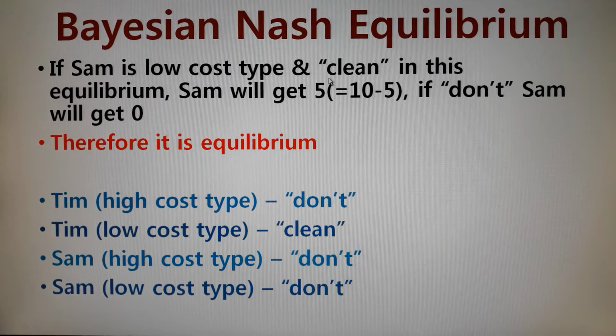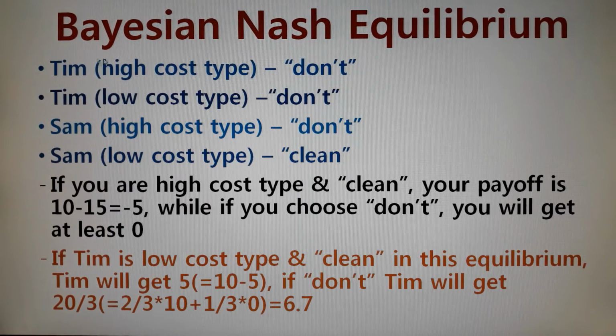If Sam is low cost, and knowing that Tim would never clean whether Tim is high cost or low cost, if Sam cleans it, he will definitely get 5, 10 minus 5. If Sam doesn't clean it, Sam will get 0 because Tim will never clean it. Okay? That is why we show that don't clean is the Bayesian Nash equilibrium. Once again, different types should be treated as a different person. That's why even though it's a 2-player case, we wrote down as if there are 4 players.